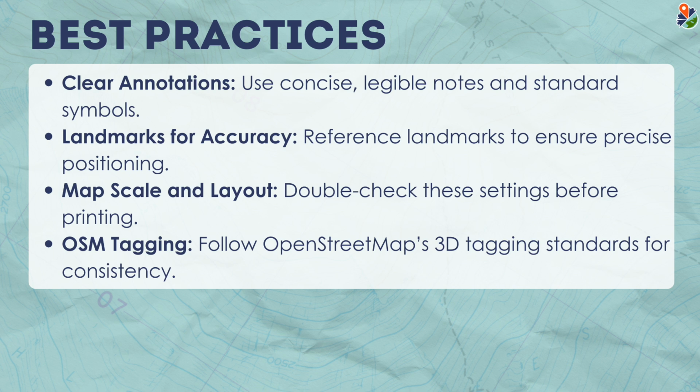Before you get started, here are some best practices to keep in mind. Use clear and legible annotations so that your notes are easy to interpret later. Reference landmarks for accuracy when sketching features. Double-check your map's scale and layout before printing to ensure it's suitable for your area of interest. Lastly, when uploading your data to OpenStreetMap, follow their 3D tagging standards to maintain consistency with the platform.